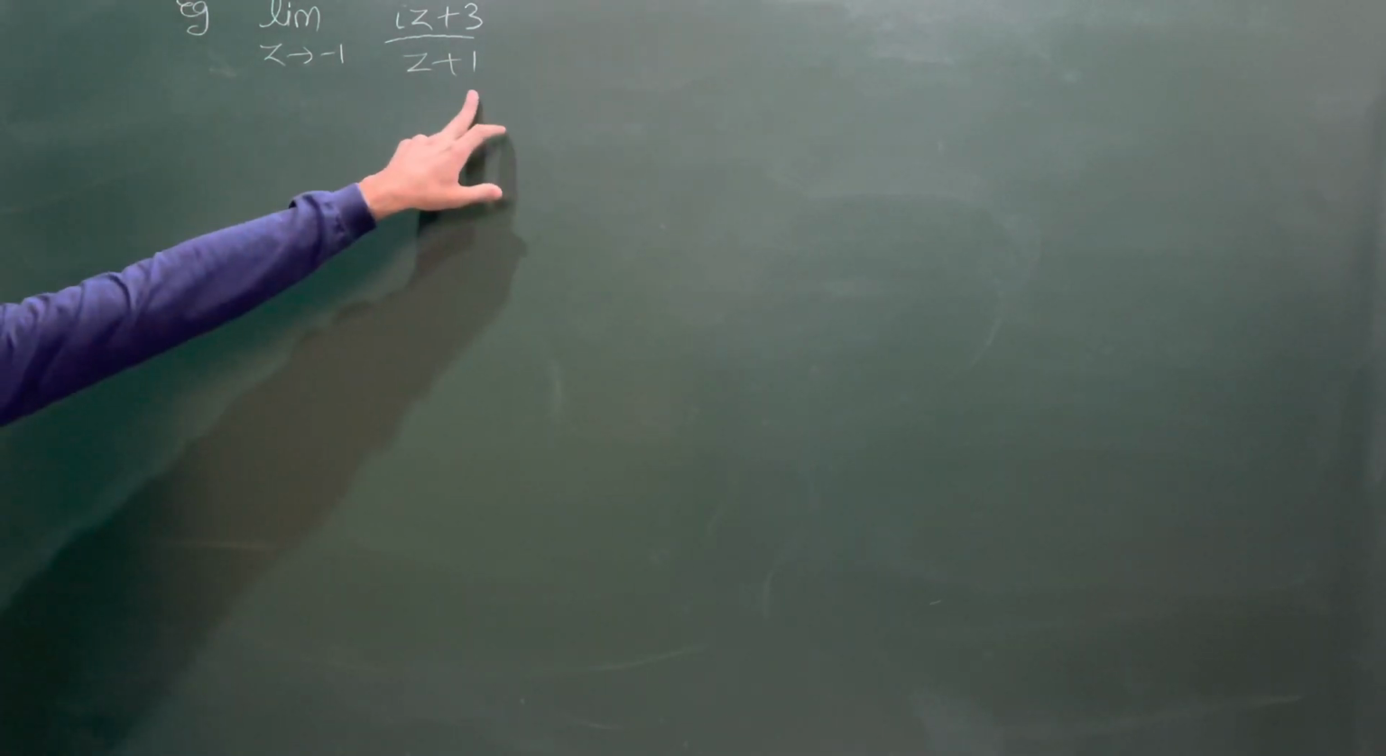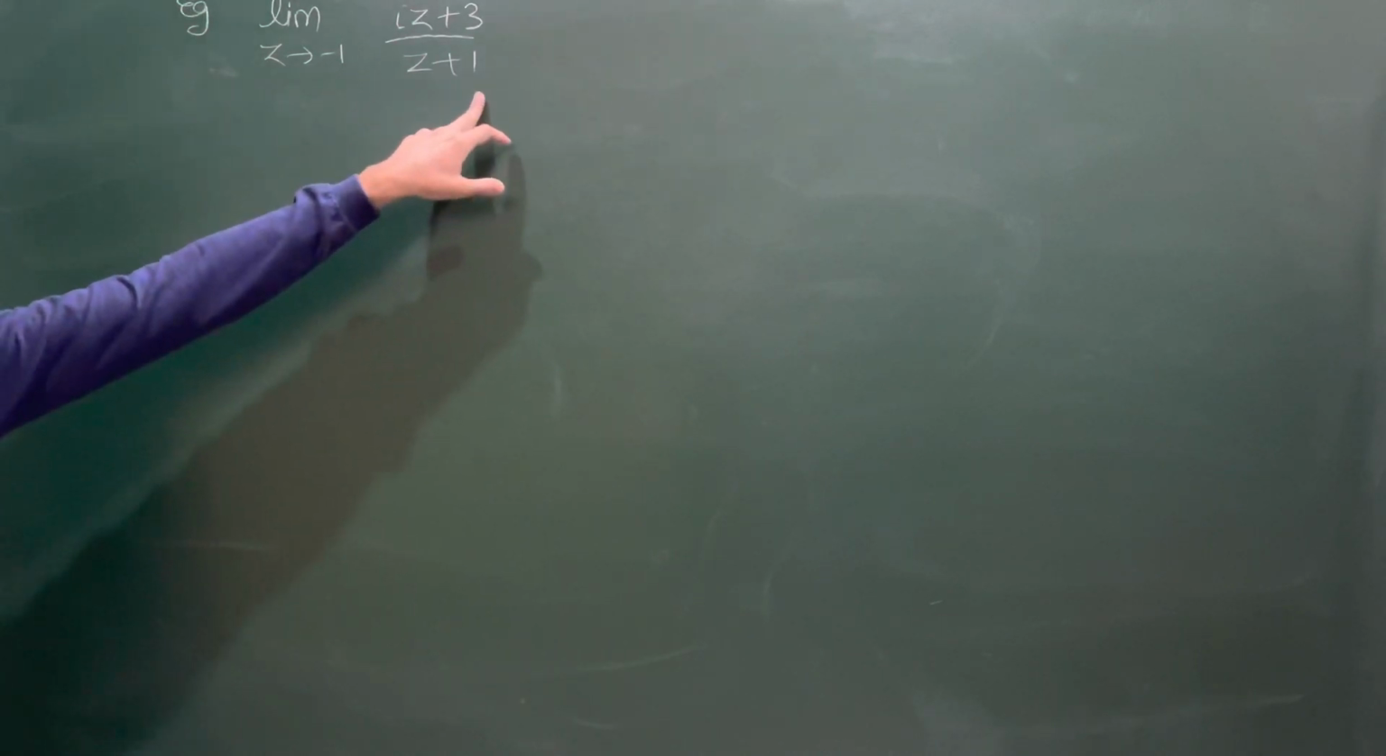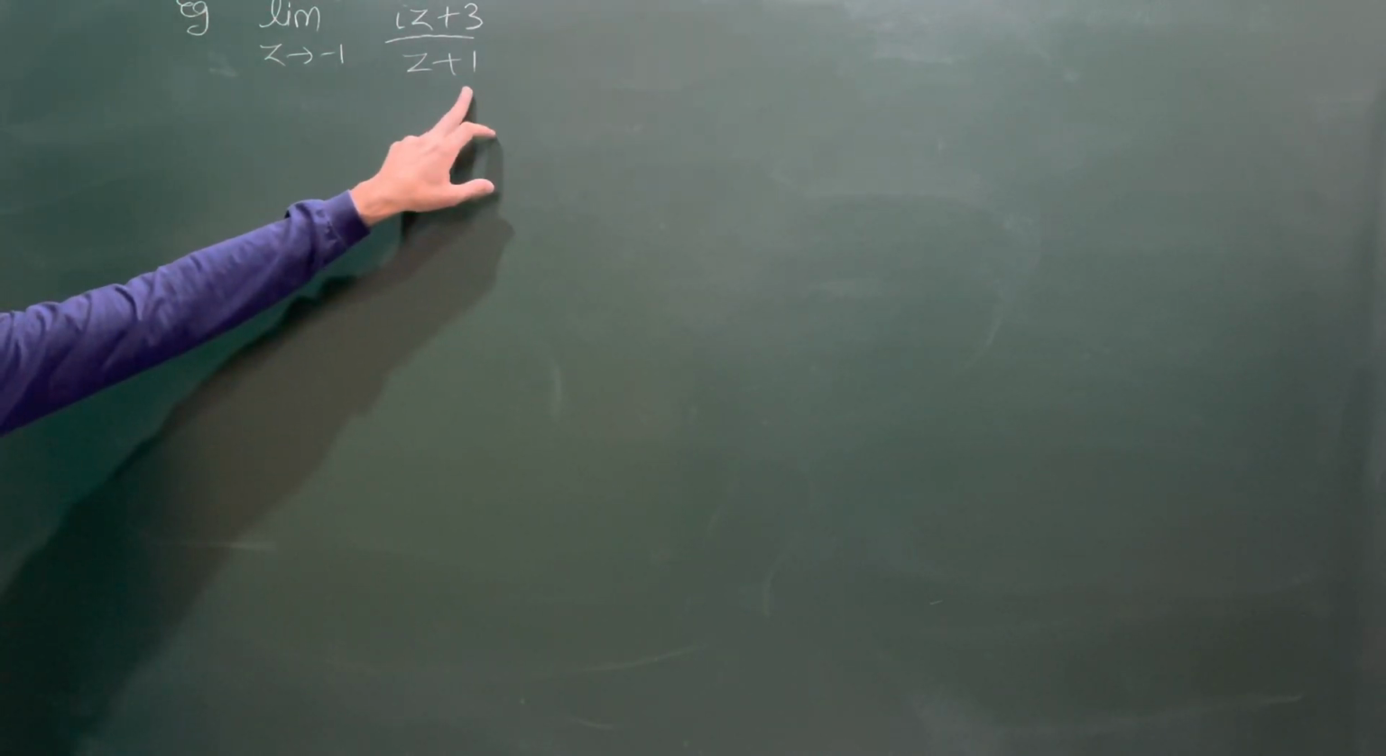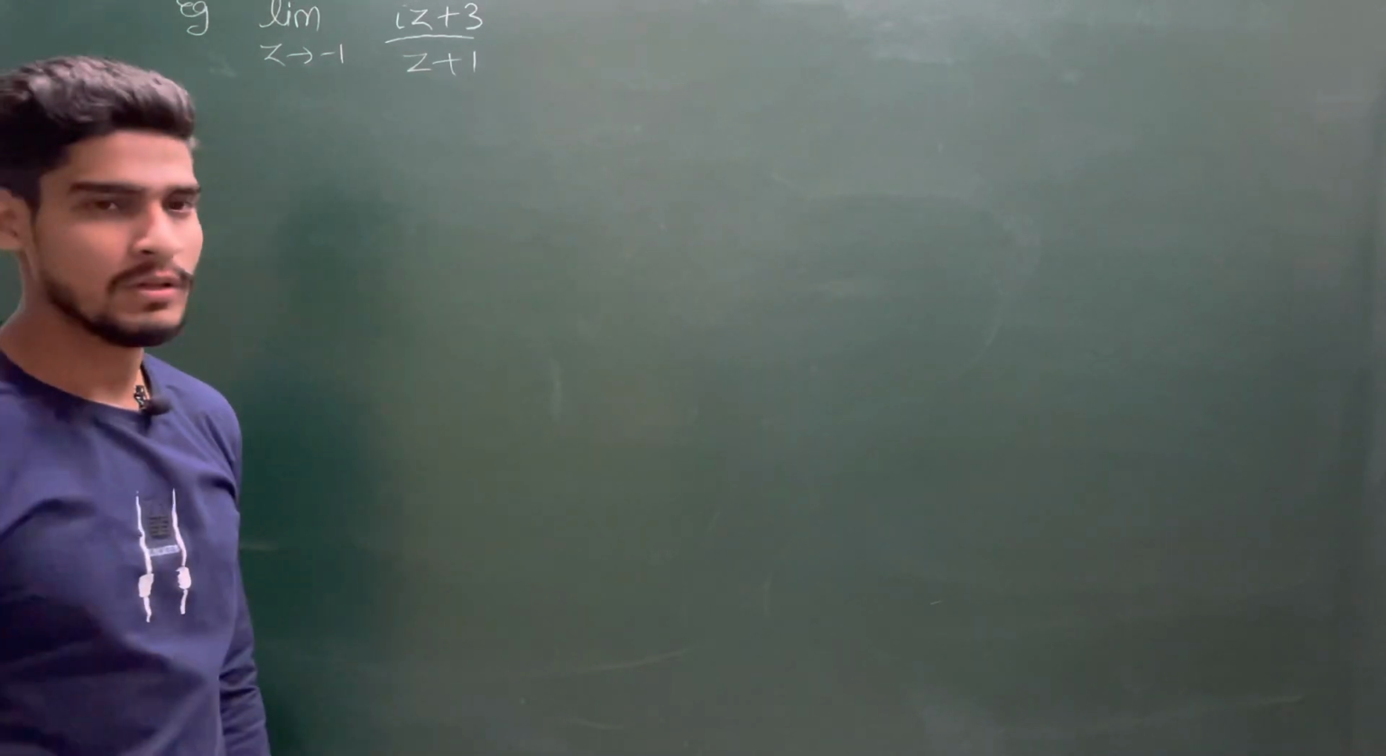Can I directly say it is limit? It is infinity, because what is happening? Limit z approaches minus 1, this lower part approaches 0, and this above part approaches 3 minus iota. So what can you say about this?